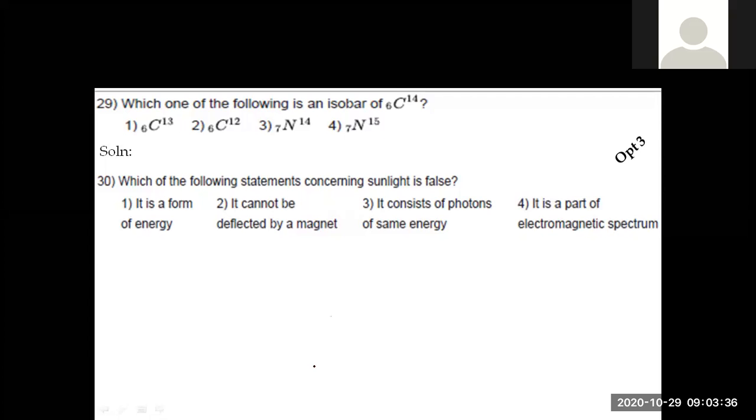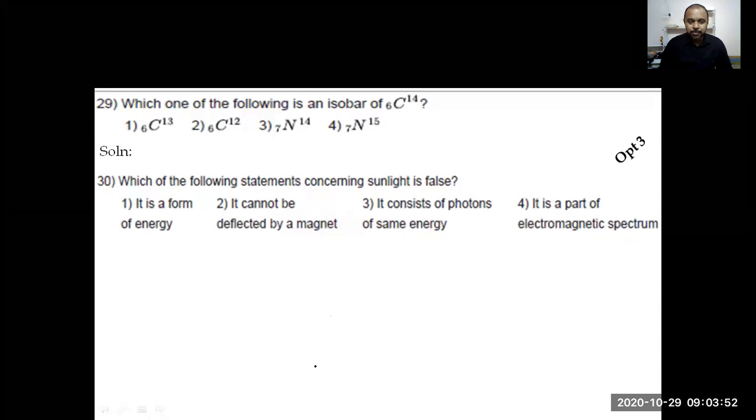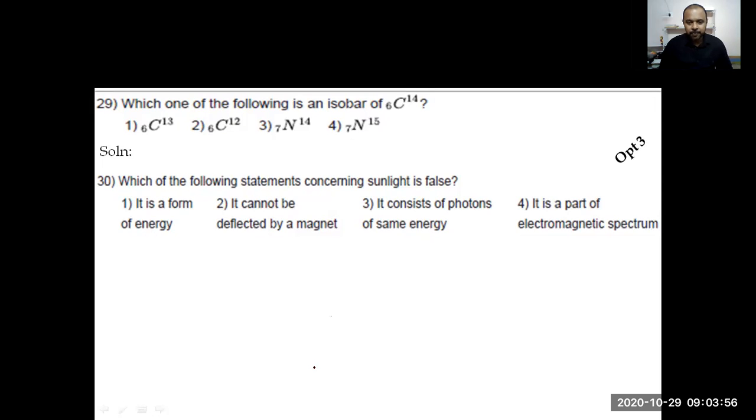It consists of photons of same energy, right? So when we pass sunlight, we will get a spectrum. Now it is not a part of the spectrum. We will get spectrum from it. Yeah, it is a part of electromagnetic spectrum. Sunlight has electromagnetic spectrum in it. That's what you mean by saying. The photons of same energy.